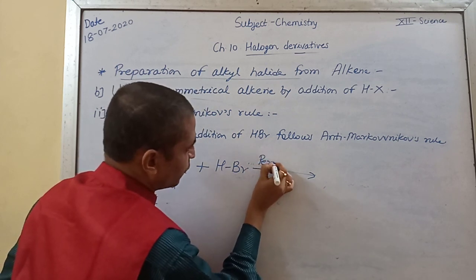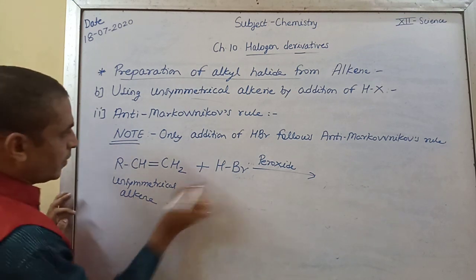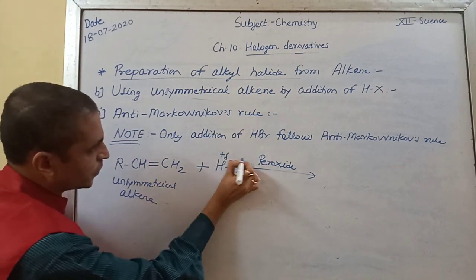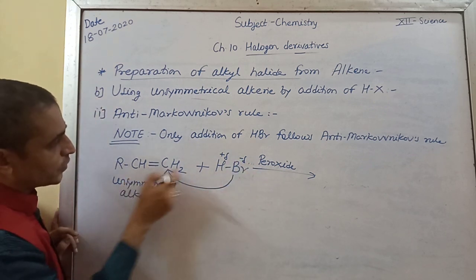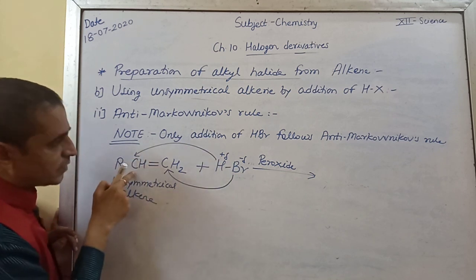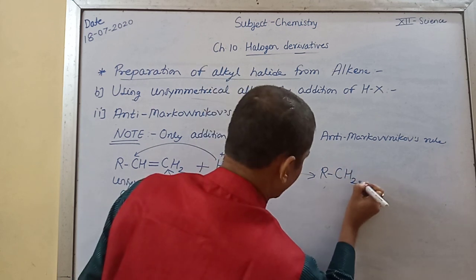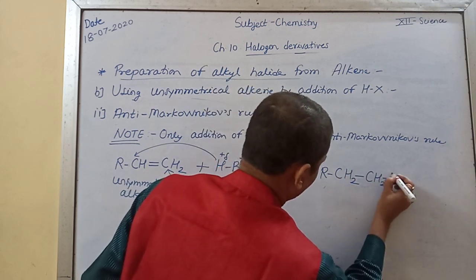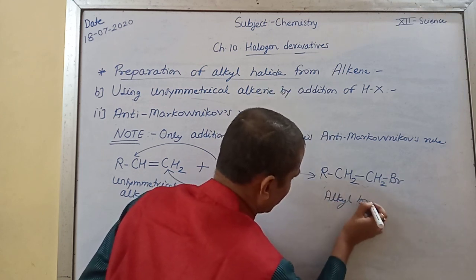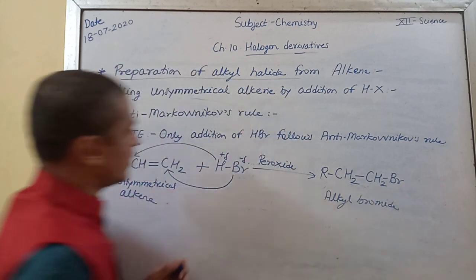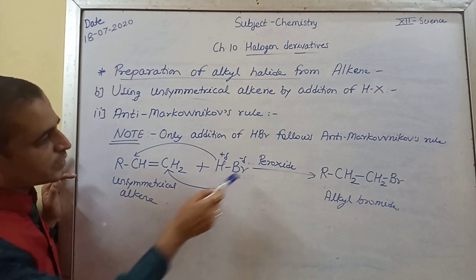This reaction is carried out in presence of peroxide. It may be hydrogen peroxide, benzoyl peroxide, etc. Here what happens? The negative part of the reagent gets attached to the double bonded carbon atom carrying more number of hydrogen, and H goes to the carbon carrying less number of hydrogen. So the product is RCH2CH2CH2Br. That is an alkyl bromide. See, HCl and HI follow the Markovnikov rule even in the presence of peroxide.